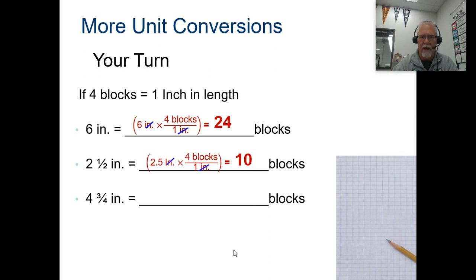What if we have 2.5? We do the same thing. The 2.5 times our conversion factor. We know that there are 4 blocks in 1 inch. That becomes 10 blocks. So whatever the units we're working with, we can make a conversion factor. It can be blocks, it can be inches, it can be feet, it can be yards, any of the above.